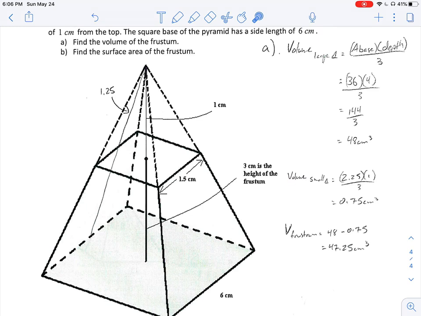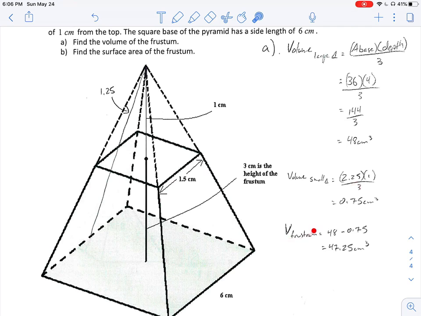Now we need to find the volume of the small pyramid, just the piece here at the top. So same approach, area of the base times the depth. Well, 1.5 times 1.5 is 2.25. The depth is 1, that's indicated here, which gives us 0.75 centimeters cubed after we divide it by 3.